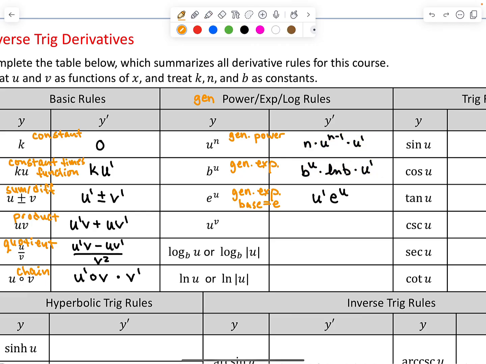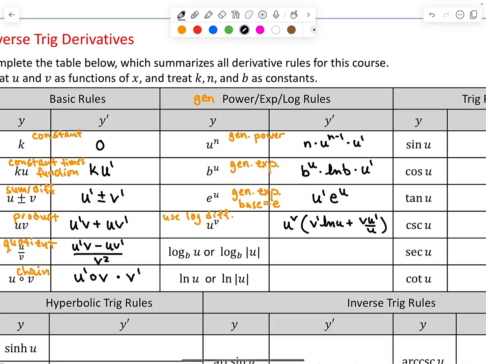Now, u raised to the v, this was one we discussed in the last lecture. You had to use logarithmic differentiation. I'll put the result down here without further explanation, but refer to the lecture on logarithmic derivatives to remind yourself of why the following is true. If you have a function raised to a function, the derivative will be that same u raised to the v times v prime natural log of u plus v u prime over u.